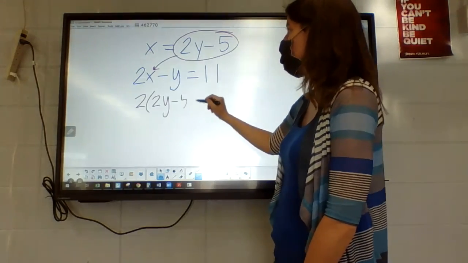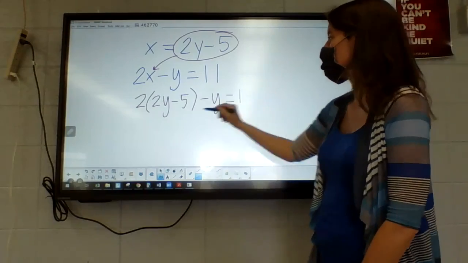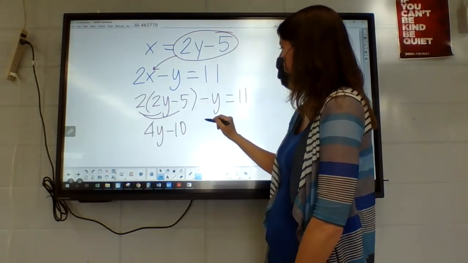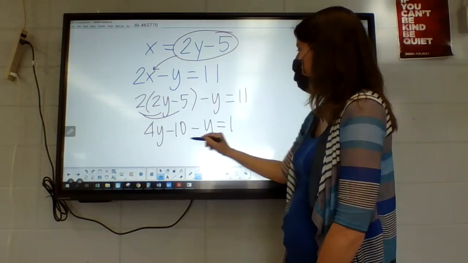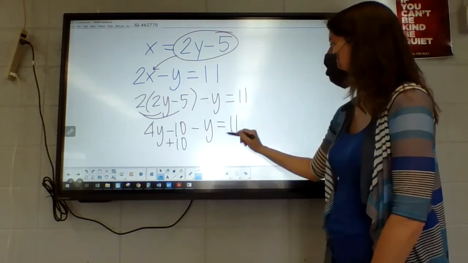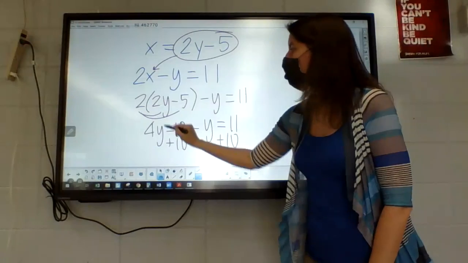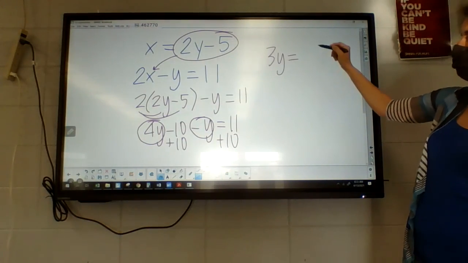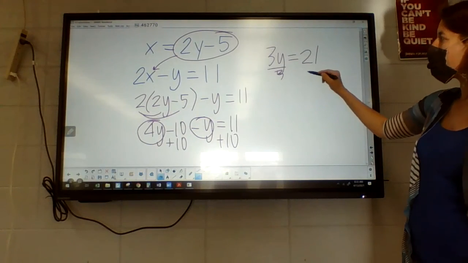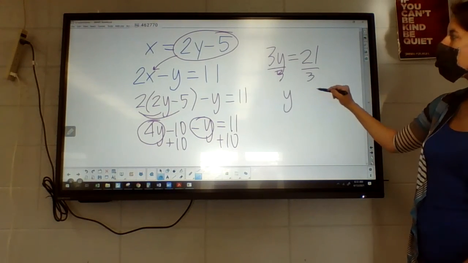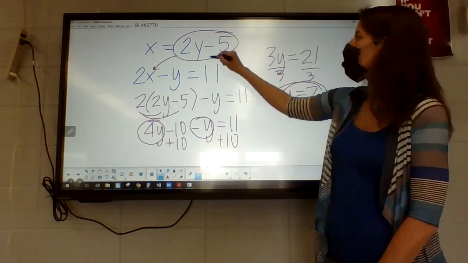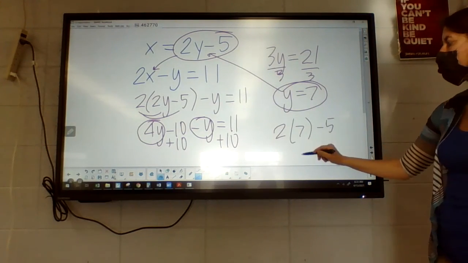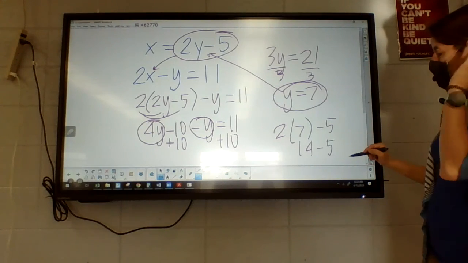x is fine to substitute for as well. It's whatever is easiest. So I have 4y minus y, so I have 3y. They're on the same side of the equal sign. That's going to equal 21. Divide by 3, find out y is 7. Once I know y is 7, I have to substitute that back in to find x. So I find out x is 9.